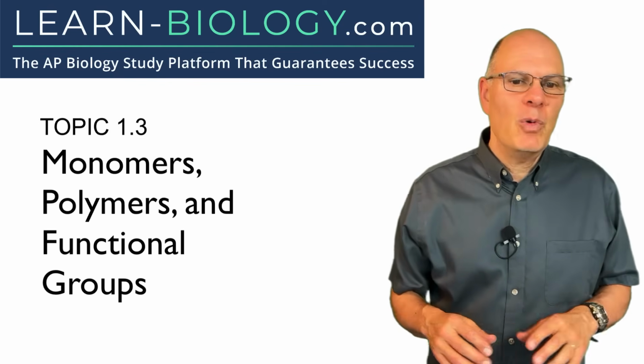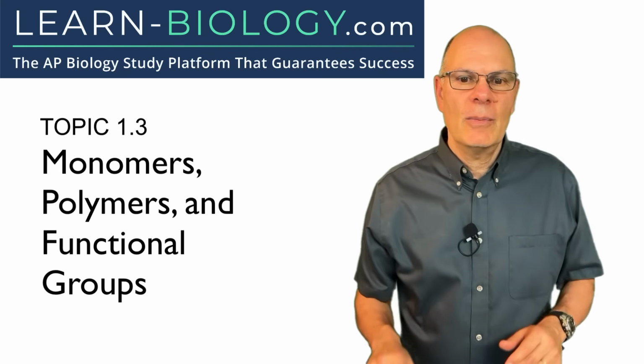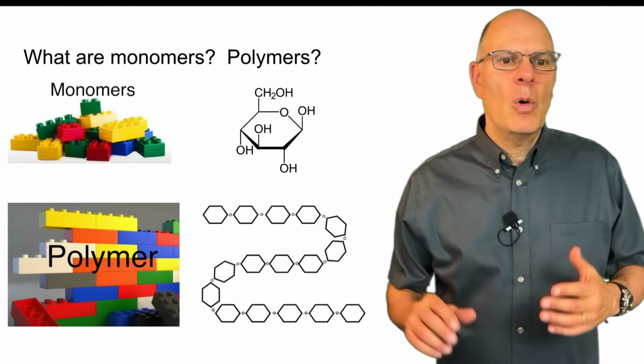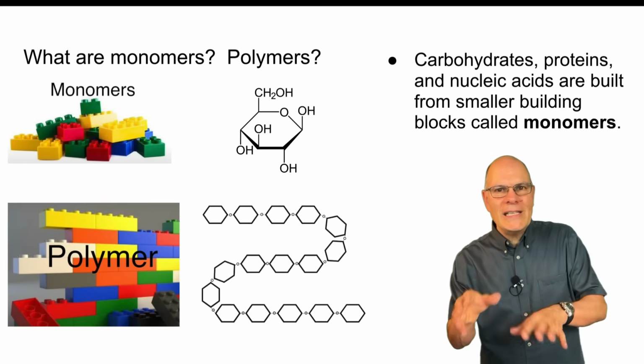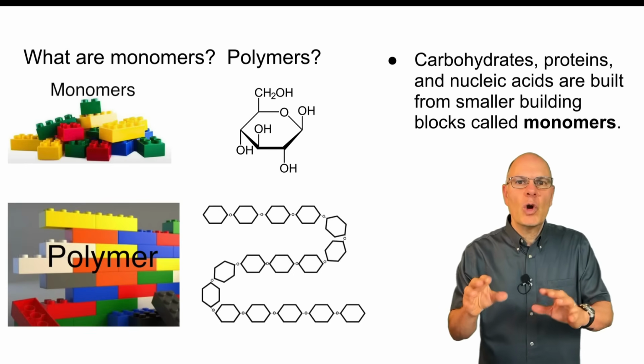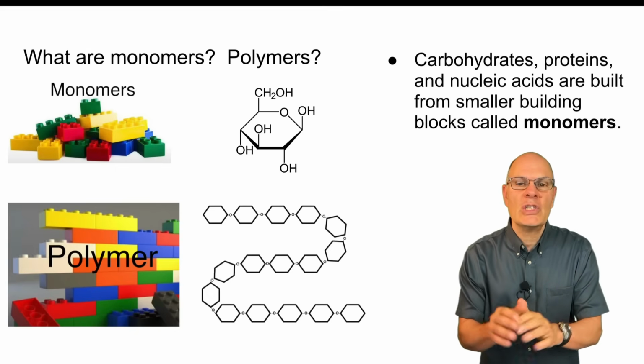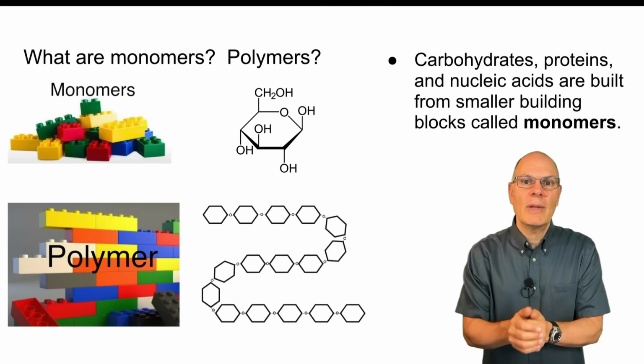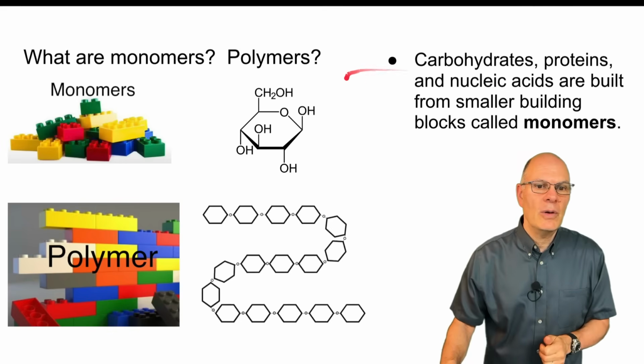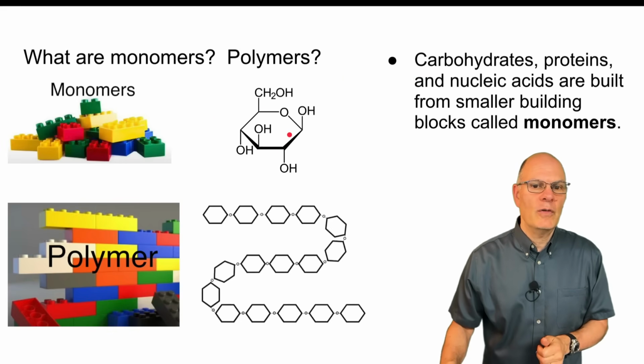Now on to topic 1.3, monomers and polymers and functional groups. So what are monomers? What are polymers? The basic idea is that 3 of the 4 groups of biomolecules, carbohydrates, proteins, nucleic acids, are built from smaller building blocks that are called monomers. So here's a glucose monomer over here.